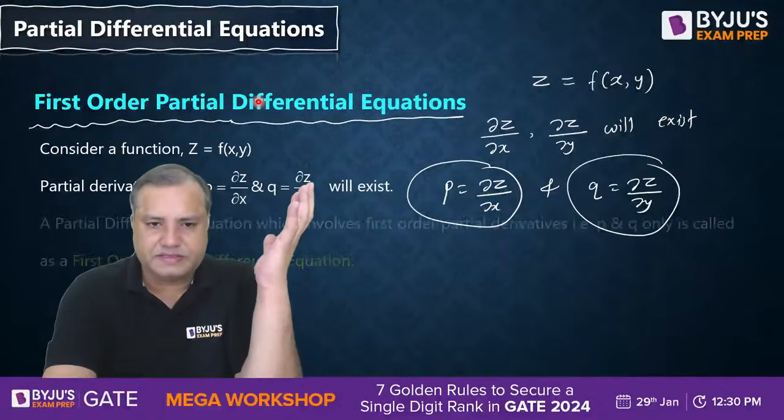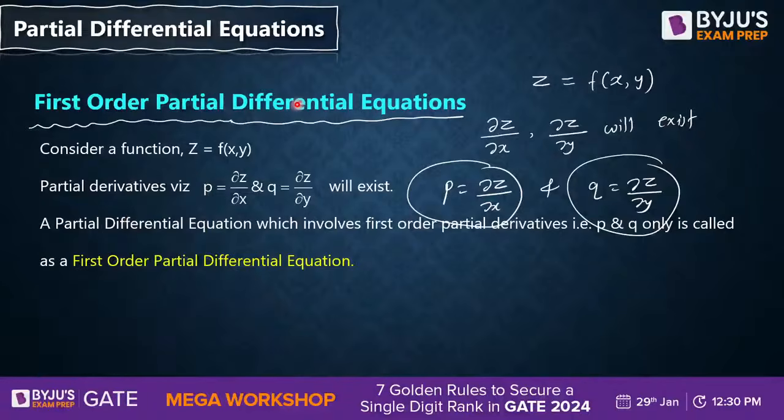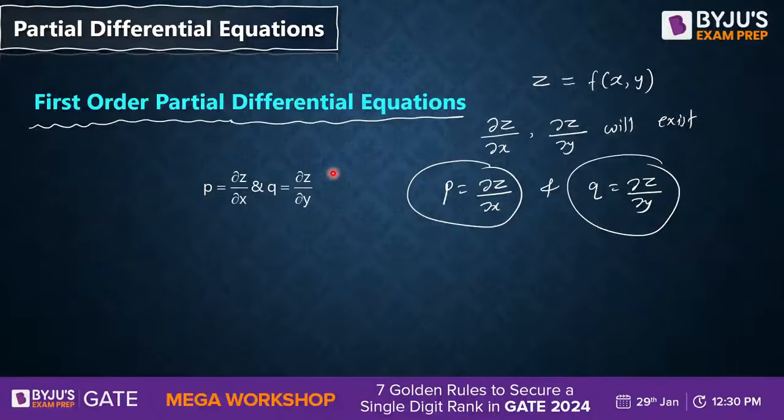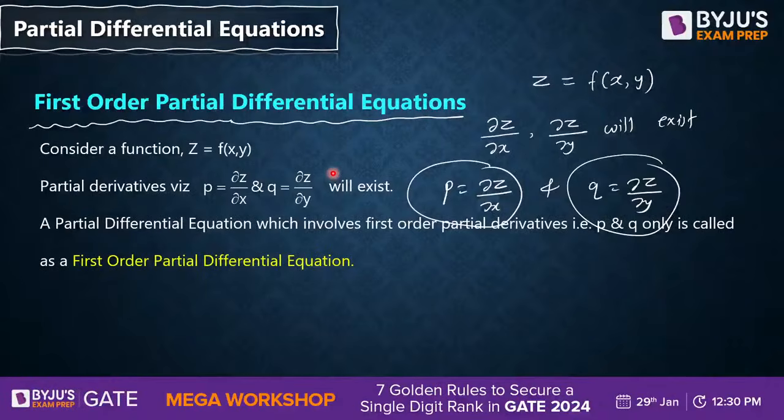Okay, you can just have a look over this. I'll just hide myself. Consider a function z which is f of x, y. P is del z by del x, q is del z by del y. Partial derivatives p and q will exist. A partial differential equation which involves first order partial derivatives, that is p and q only, is called a first order partial differential equation.